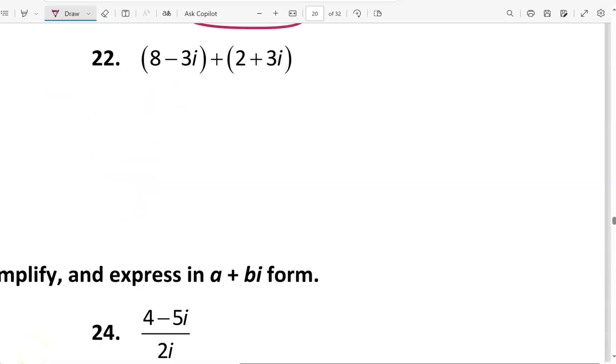In number 22, do not use the FOIL method. Why not? We are not multiplying these two complex numbers. We are adding them. In order to add the real parts, 8 plus 2 is 10, and add the imaginary parts, negative 3i plus 3i is 0. So this is a pure real result of just 10.